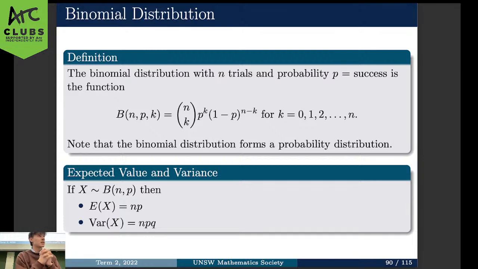So using this expression for the probability distribution function, we could determine the expected value, and we could also determine the variance, so the np and npq respectively.